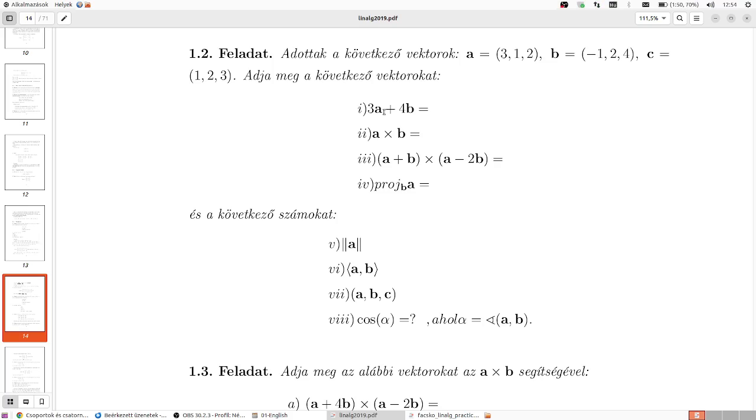It's funny. The components were changed in the task. Okay, and A times B.